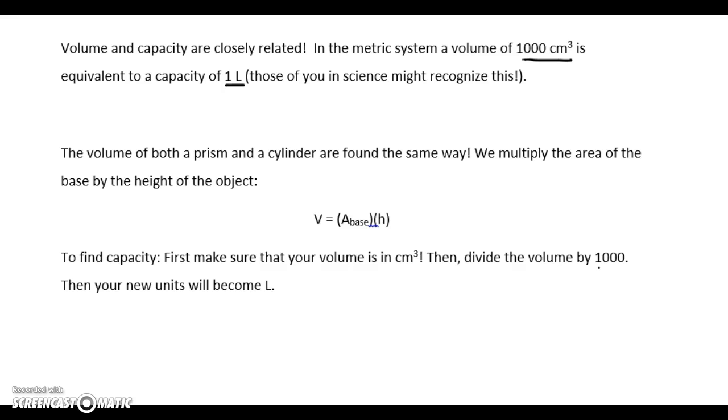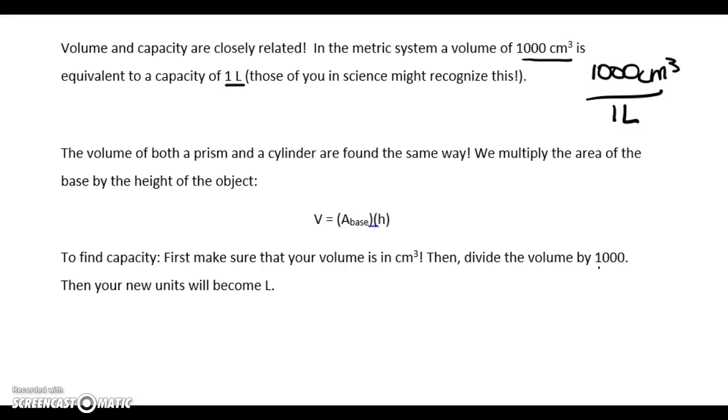This is really important because it tells us a rate, which we need when we're trying to convert from volume to capacity, or even going backwards from capacity to volume. So this tells us that for every 1,000 centimeters cubed, that is equivalent to 1 liter. This will be important a little bit later on in this video.